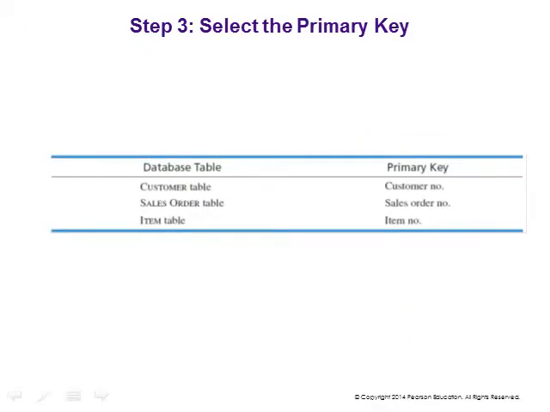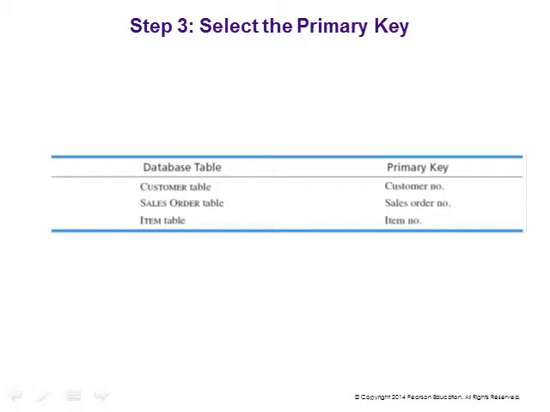Each table must have a primary key as a unique identifier for each record. For example, the customer table will use the customer number, as we just saw, as a unique identifier. So this means that each customer must have a different customer number. No two customers should have the same customer number, by definition as a unique identifier or primary key.